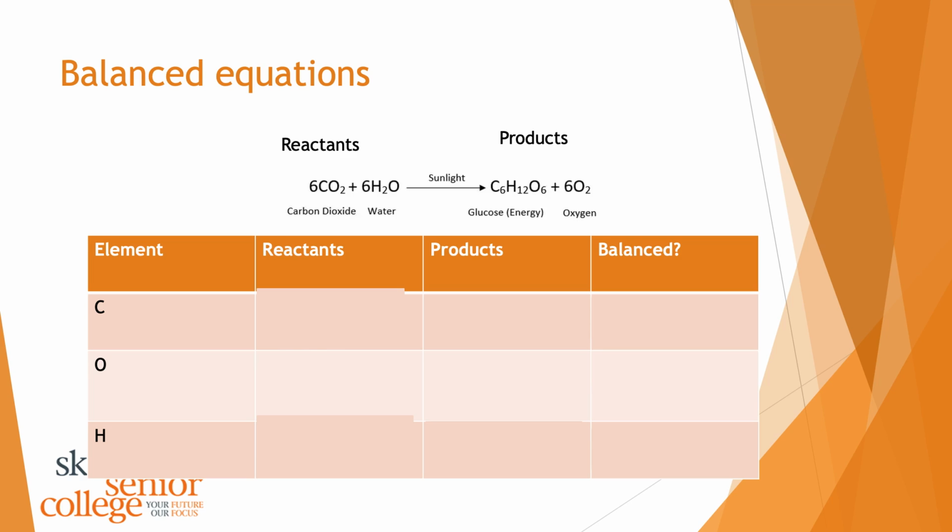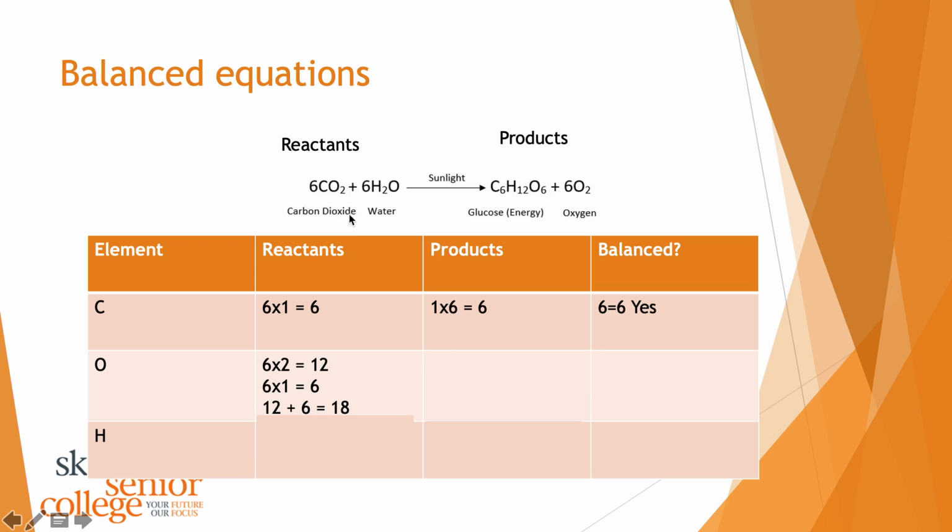So we're going to look at carbon first of all here. So here we have carbon, and we can already see we have 6 times 1 carbon. 6 times 1 equals 6. If we look over this side, we have 1 times 6 carbon, which also equals 6. Is that balanced? Yes, 6 does equal 6, so that is balanced. Now we're going to look at oxygen. So oxygen is a bit all over the place here. We have 6 O2, so it's going to be 6 times 2.